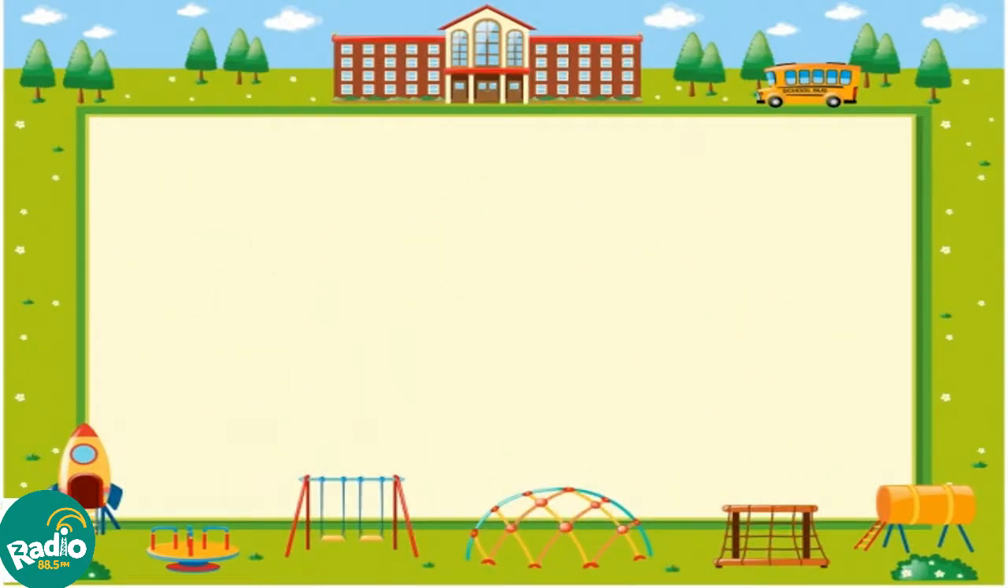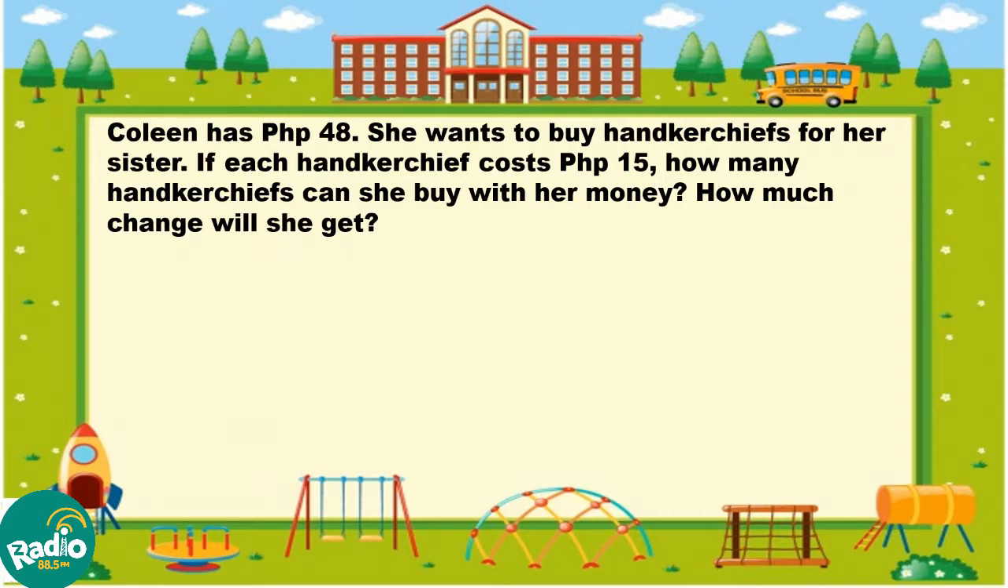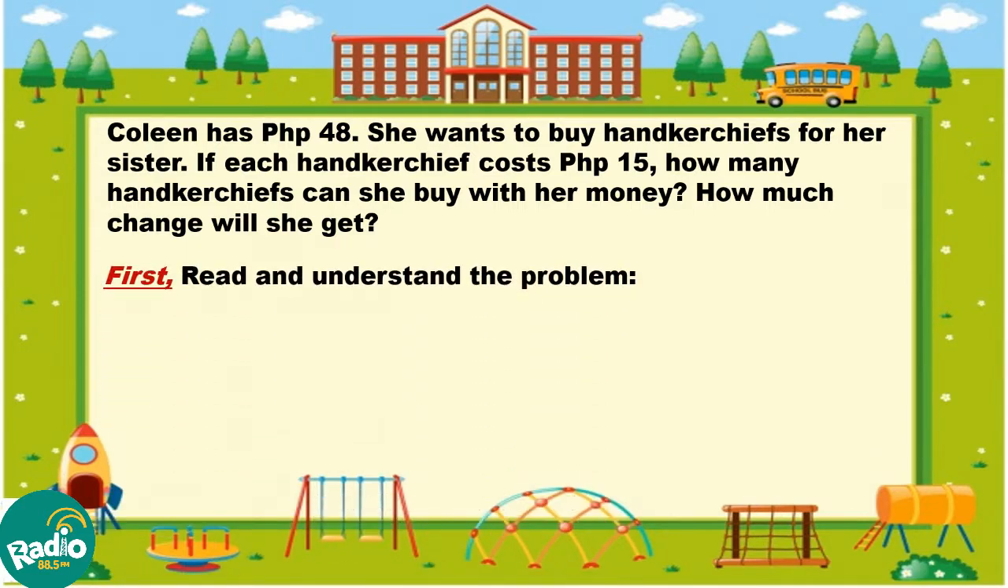Now let us answer this problem. Colleen has 48 pesos. She wants to buy handkerchiefs for her sister. If each handkerchief costs 15 pesos, how many handkerchiefs can she buy with her money? How much change will she get? Let us study carefully and solve this problem. To solve this problem, let us follow the steps.